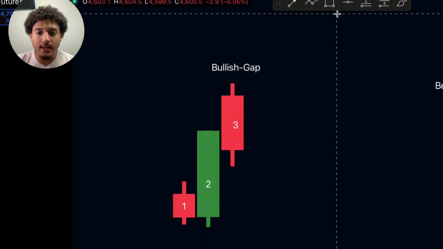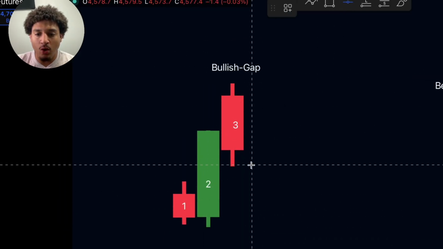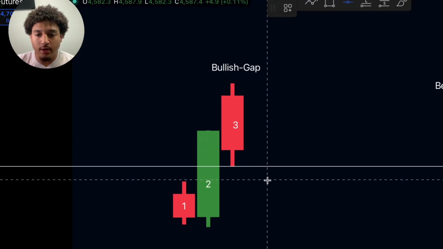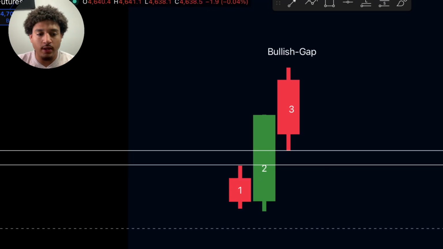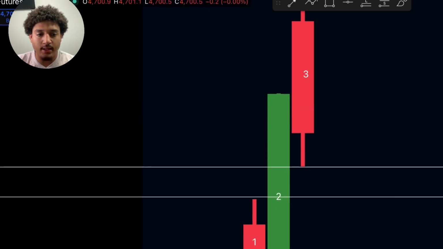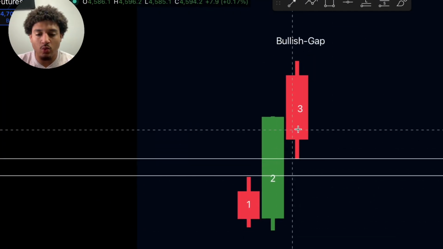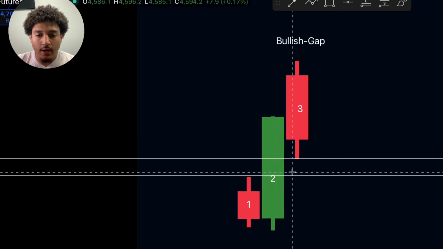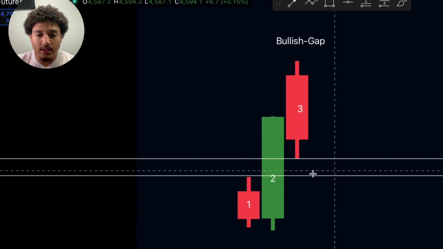Now, where exactly is the gap? What does it look like? The gap will always be between the 1 and the 3. That's where the gap actually is, between the 1 and the 3. As you can see, we have no buyers or sellers in this area.